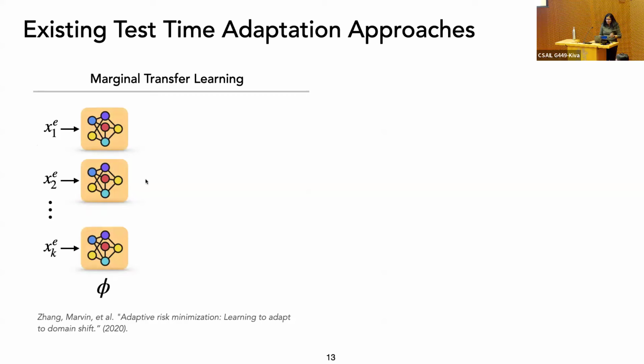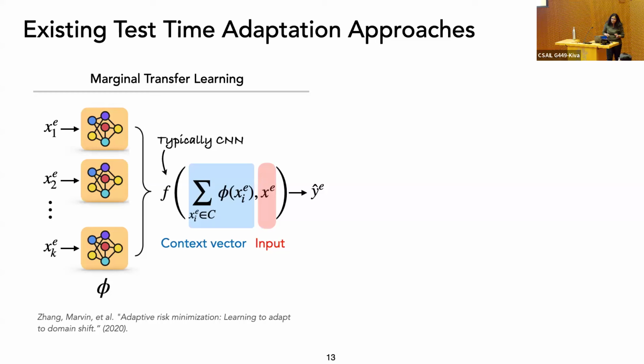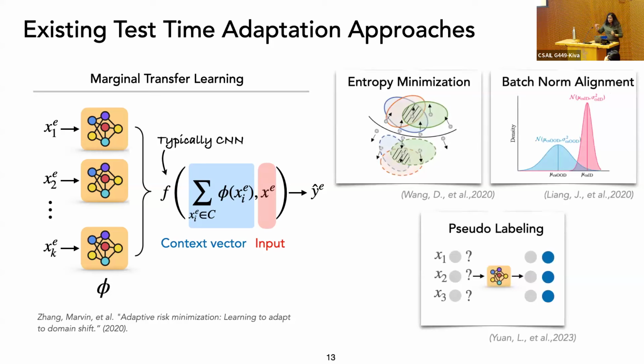Then you featurize each of the samples independently to get some feature embeddings. And then on top of this, you train a classifier which takes as input this average of the embedding vectors and also your current input to make the corresponding prediction. So this average of embeddings of your batch of data is what is called a context vector, and it is typically concatenated with your current input to actually make the prediction. And there are a bunch of papers which also come under this setting of marginal transfer learning. There could be entropy minimization at test time, or batch norm alignment, and pseudo labeling, and so on.